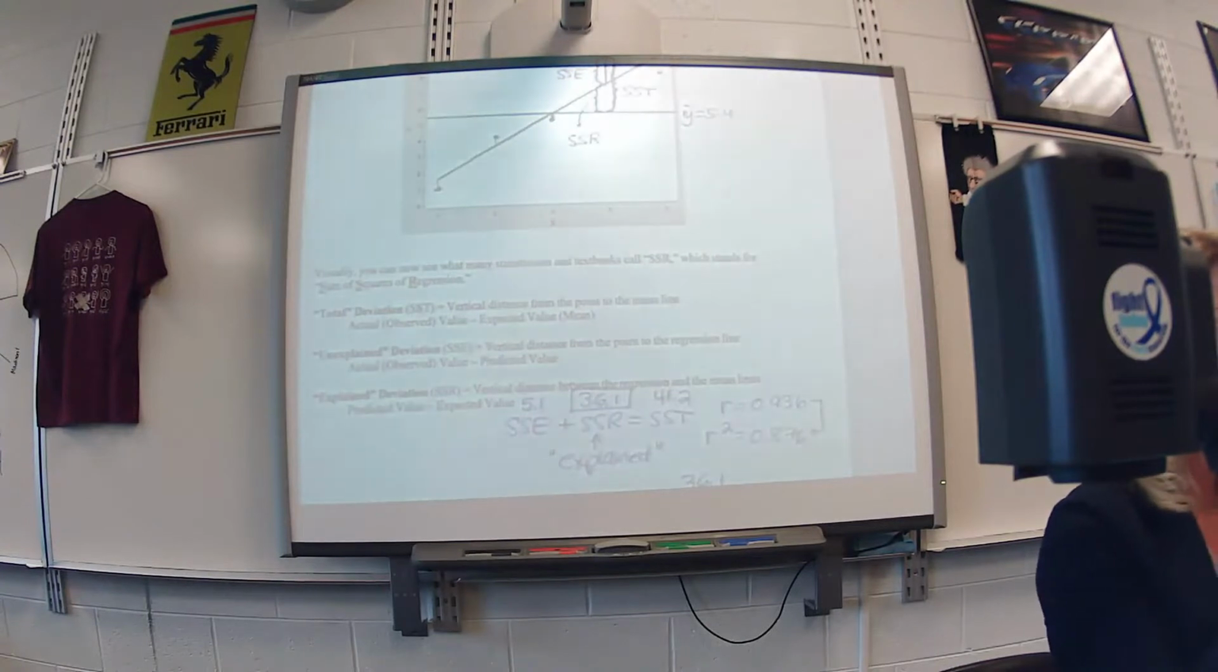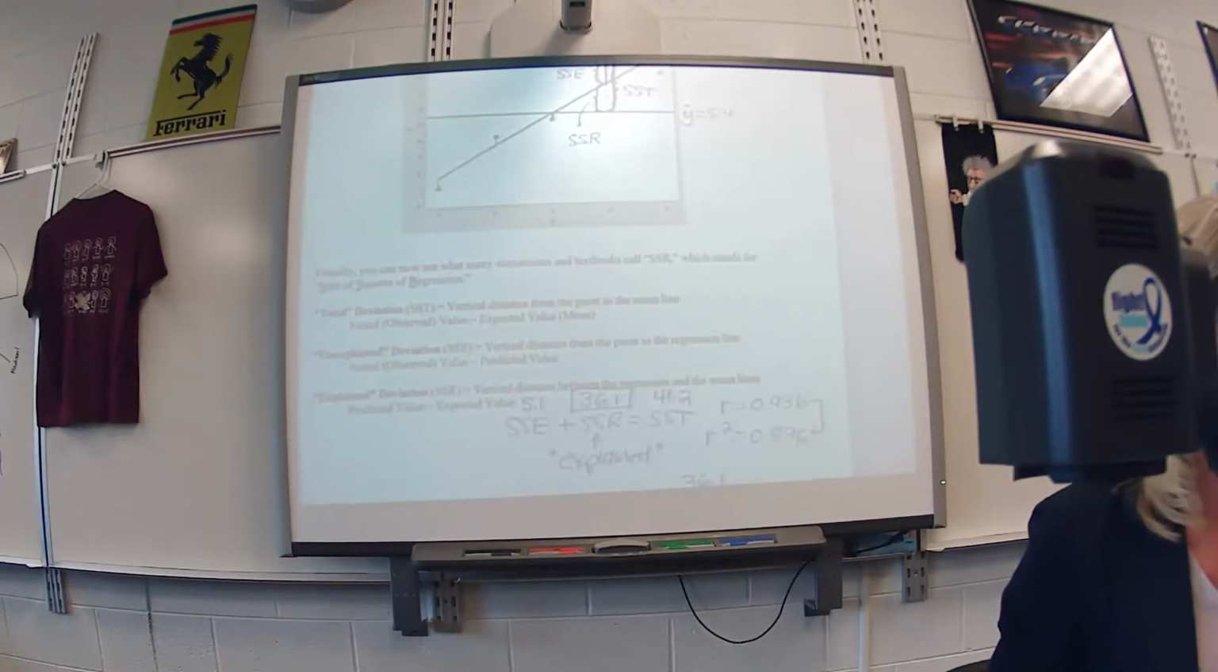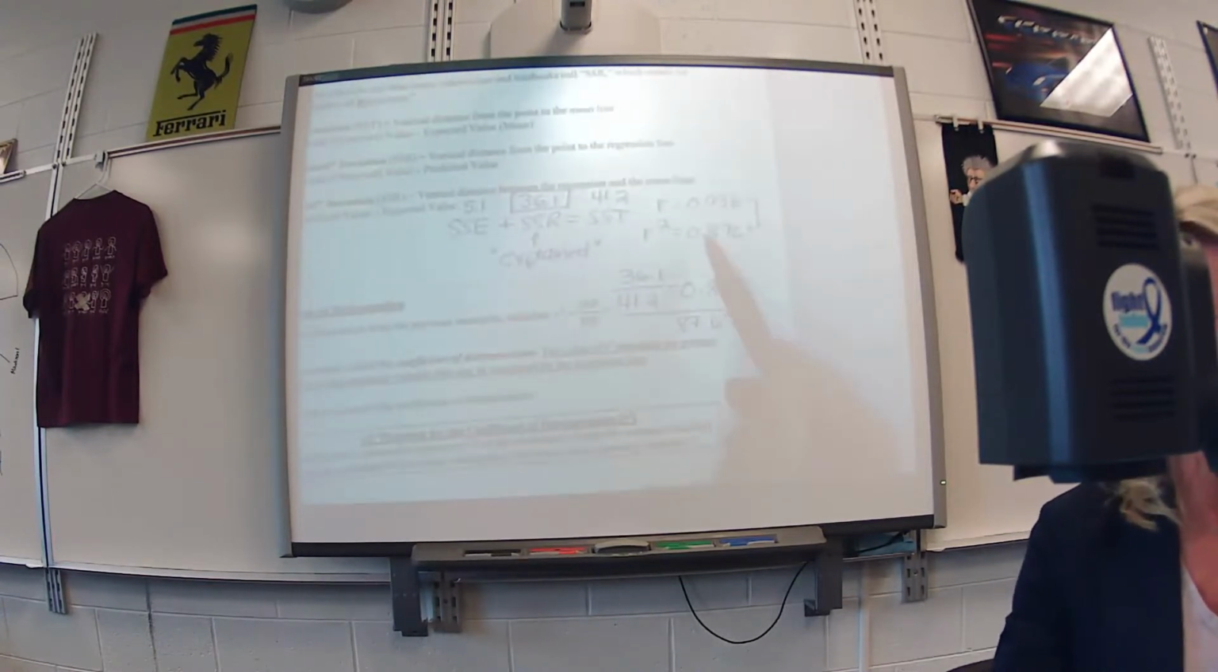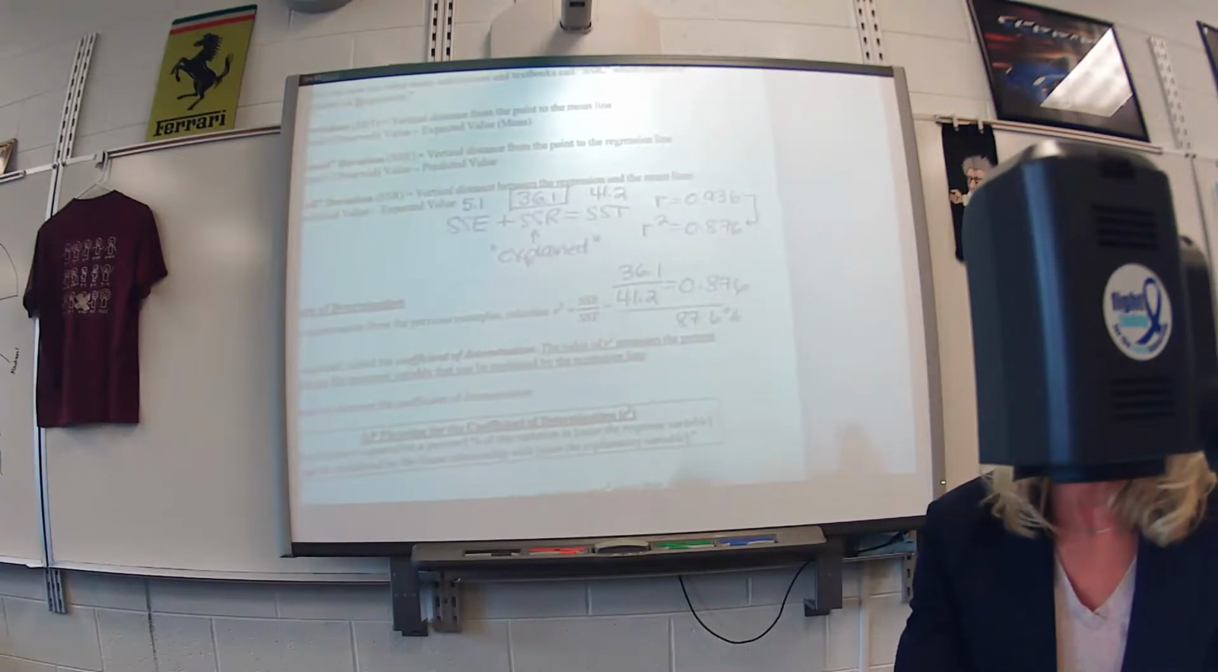I know this is still a little bit confusing for some of you, but it at least gives you a little bit of background on where R squared comes from. It's not just some big random mystery, and it's not just R squared. It comes from something else.